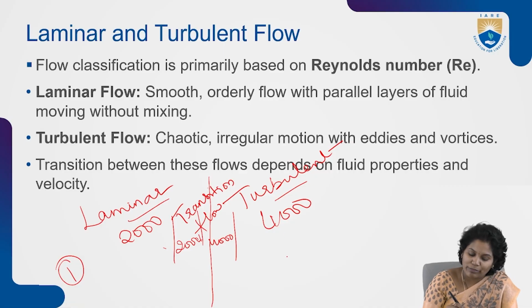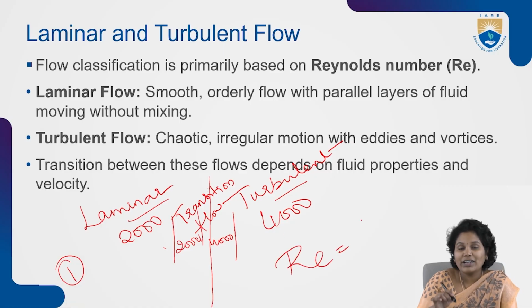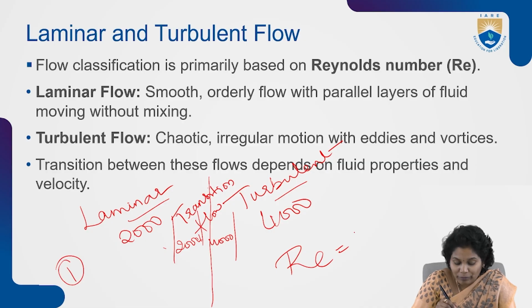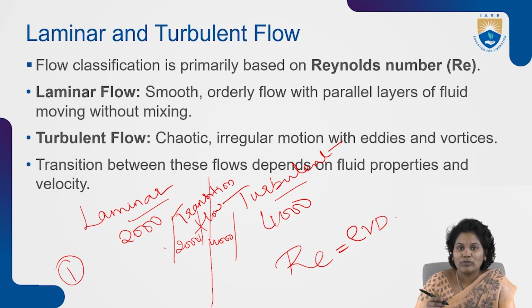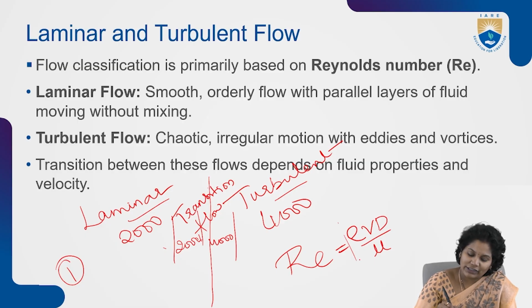Right? So the Reynolds number. What are the factors contributing to the Reynolds number? That is density, velocity, the diameter of the pipe in which the fluid is flowing, and the viscosity of the fluid. So these are the factors contributing to the Reynolds number.